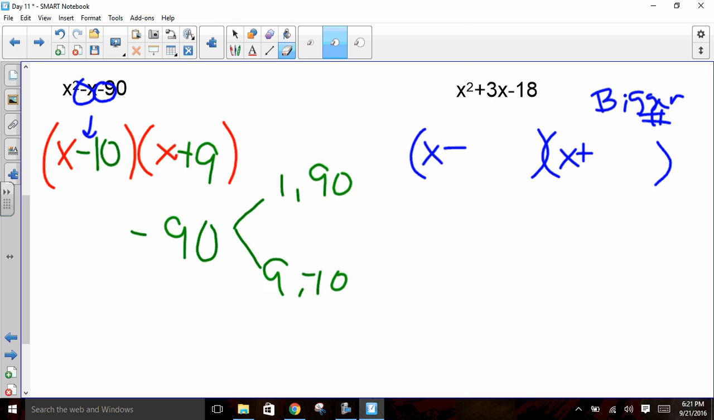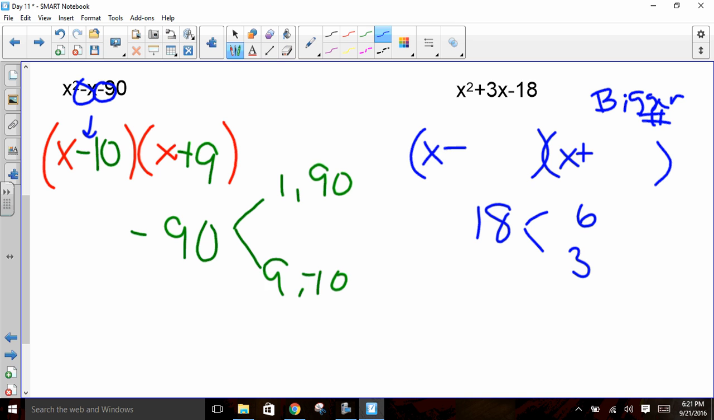Okay, so let's take a look again at what goes into 18. How about 6 and 3? Is that what we're coming up with? Okay, again, I want one positive, one negative. So do I want negative 6 plus 3 or 6 minus 3? Yeah, 6 minus 3, because 6 minus 3 gives me positive 3. So I'm going to have x minus 6. Excuse me, I said what I wanted and then wrote the wrong thing. I'm sorry, guys. So I'm going to have x minus 3 and x plus 6. Because again, 6 being that bigger is going to have that positive value.